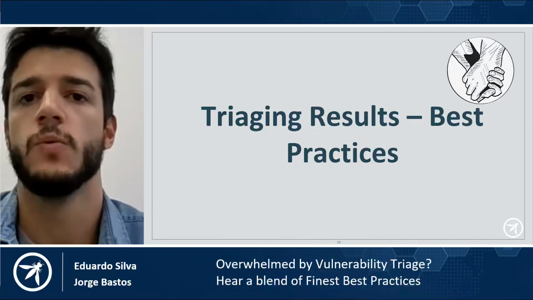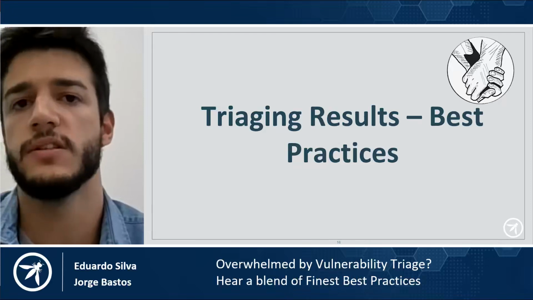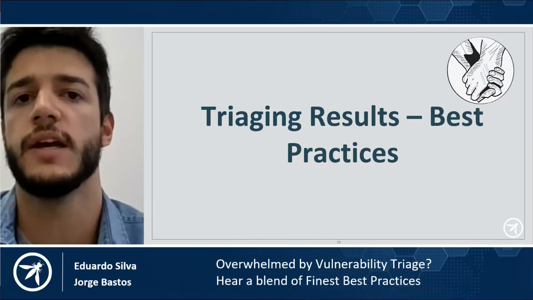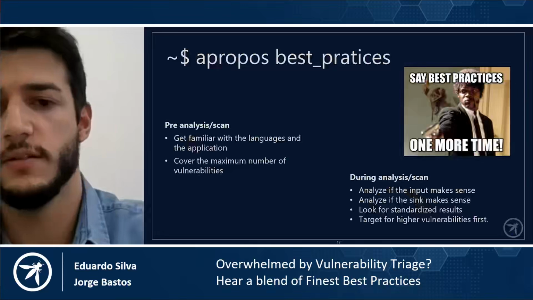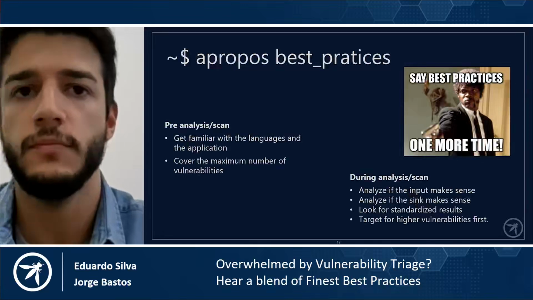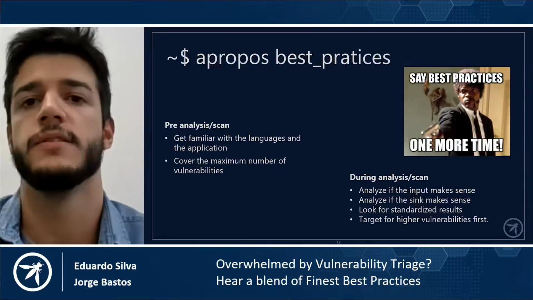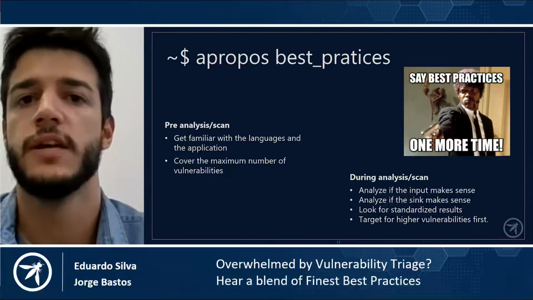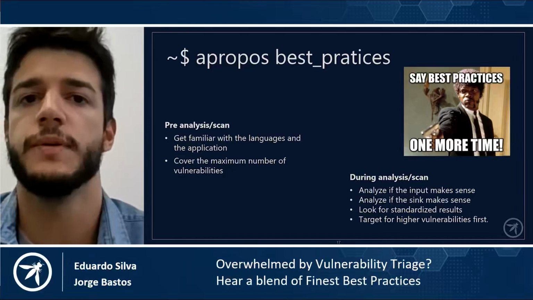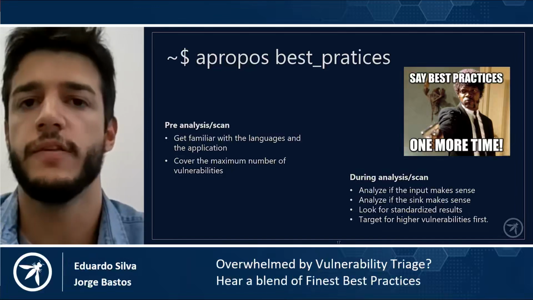From now on, we will refer to analysis as the process of triaging the results of a scan. So the first one is the pre-analysis. And what is this phase? As the name says, this phase happens before the results arrive at our desks. It can be while the scan is being made or even before that.